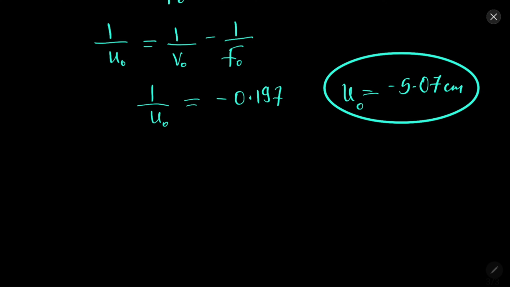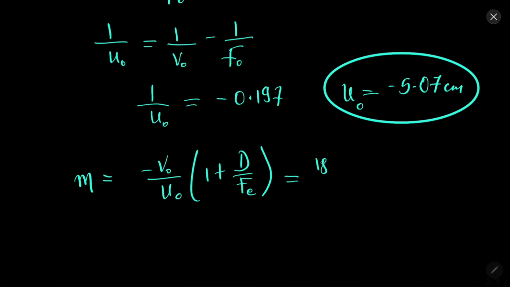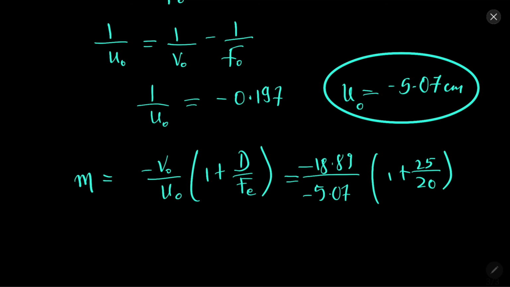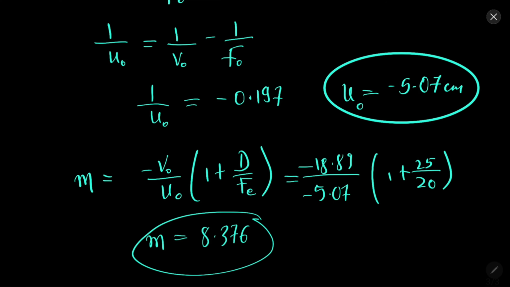Now let's try to find the maximum magnification. The maximum magnification in case of a compound microscope is given by this formula. So here 18.89 over 5.07, times 1 plus 25 over 20. After simplification we will obtain the magnification to be 8.376. So this is the final or total magnification.